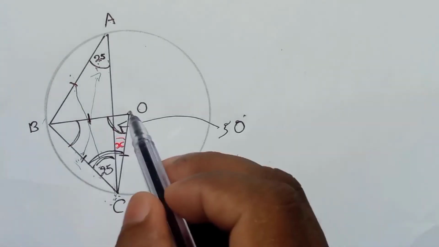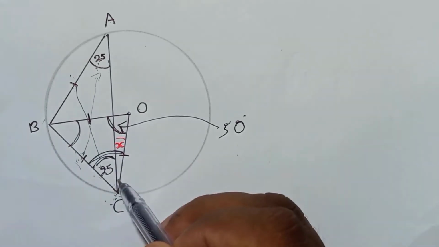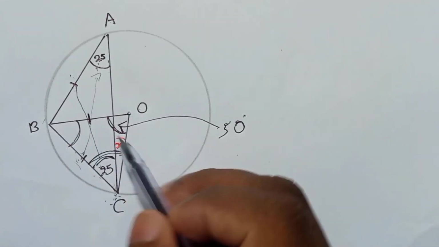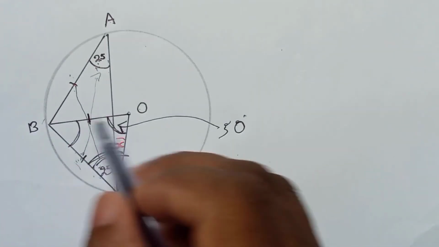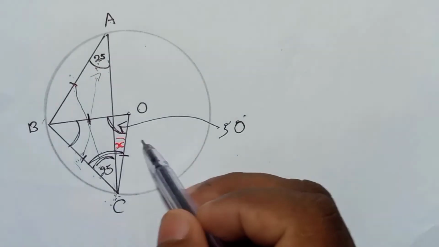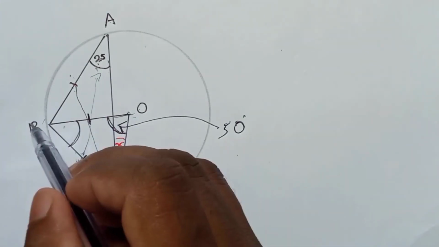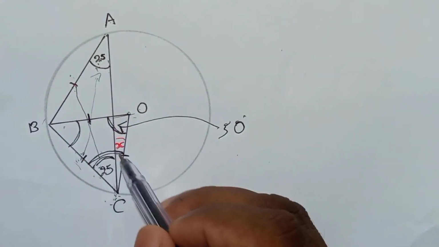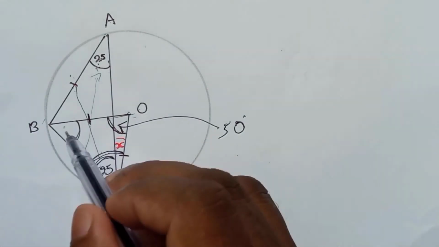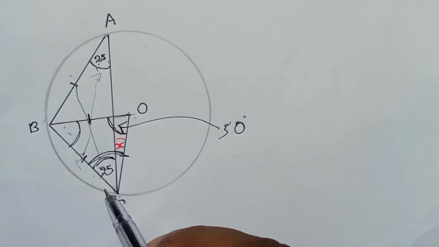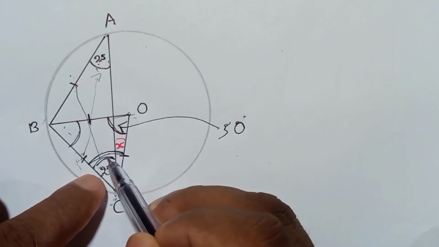Because BOC is an isosceles triangle. OC and OB are radii of the same circle, so these two sides are equal. The angle opposite BO is this one, the angle opposite OC is this one. These two must again be equal, right?